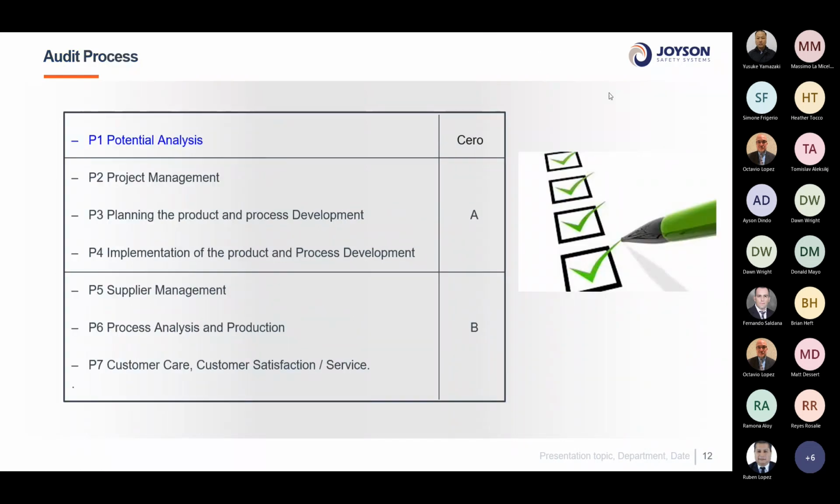Okay, the audit process. As I mentioned before, I was dividing the audit process in 3 steps. This is kind of a guideline, but it's not exactly the rule all the time. Again, potential analysis is mostly used to bring a supplier on board, like a new supplier. P2, P3, and P4 is a launching phase or an NPI, a new product introduction, and we will go and assess the supplier.